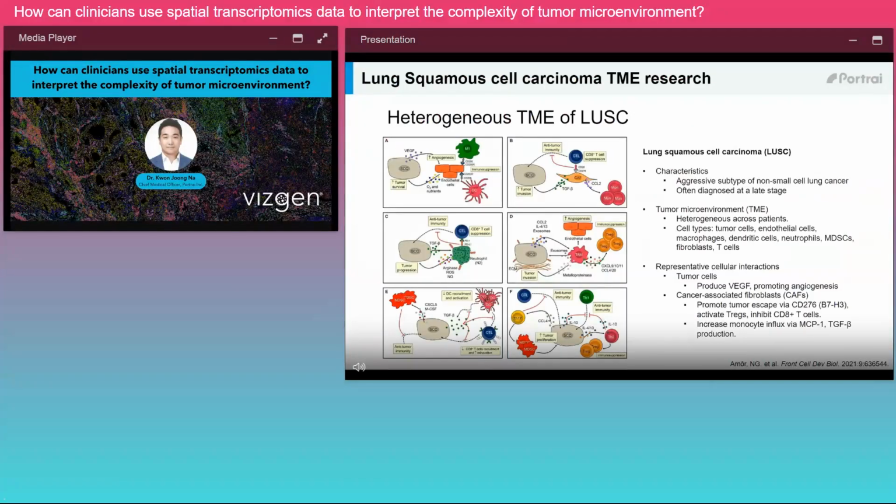So using this advanced analysis method, we obtained multiple MERSCOPE datasets from lung squamous cell carcinoma to conduct our own research. As many of you know, lung squamous cell carcinoma is an aggressive subtype of non-small cell lung cancer, often diagnosed at a later stage. The tumor microenvironment, particularly cancer-associated fibroblasts and immune cells, plays a crucial role in cancer progression and evolution. So we would like to analyze the role of the immune cells and fibroblasts within lung squamous cell carcinoma and how they work in cancer evolution and cancer aggressiveness.